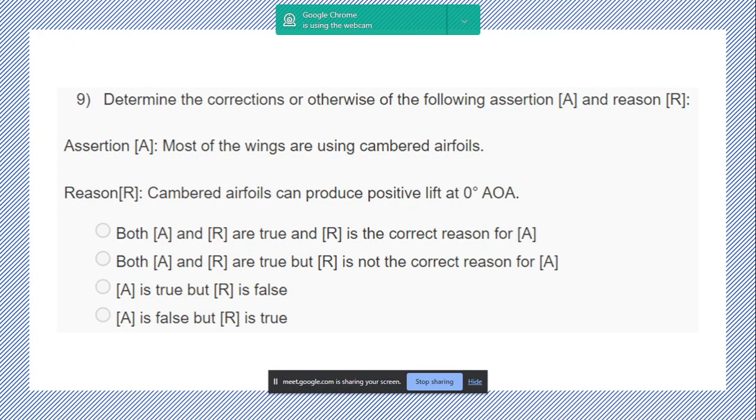The next question is similar to the one we discussed in the previous question, but we had done that for symmetrical airfoils and tails. Here, the first statement is that most wings use cambered airfoils, and the reason stated is that cambered airfoils can produce positive lift at zero angle of attack. Are both the statements true?